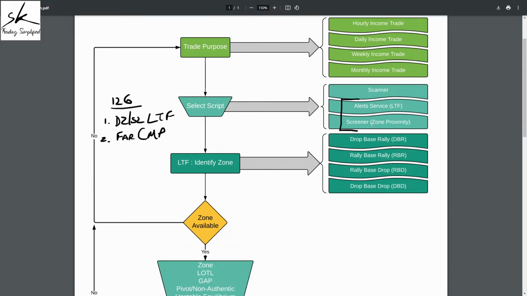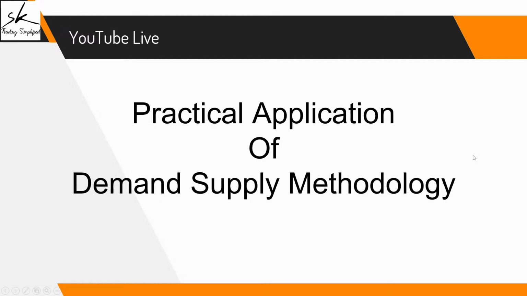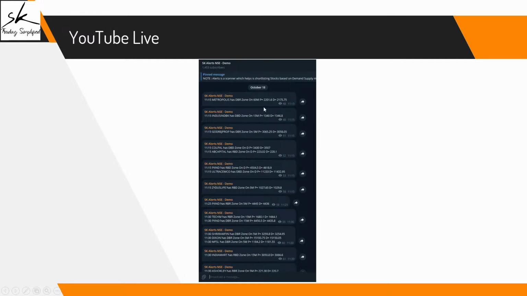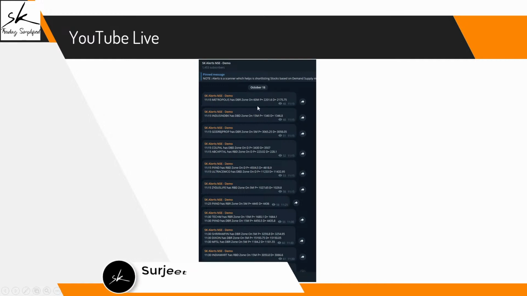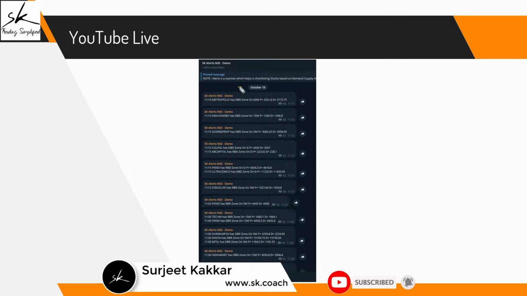So what alerts basically does is that it keeps monitoring. We have some predefined lists, and in fact with alerts you can also create your own list. Whatever list you create, it keeps monitoring that list of symbols during the live market, and as soon as you have a formation of a demand area or a supply area, it notifies you. We do have demo channels for NSE, for MCX and Forex, and I'm showing you an example from the NSE channel for the 18th of October, which was Friday.